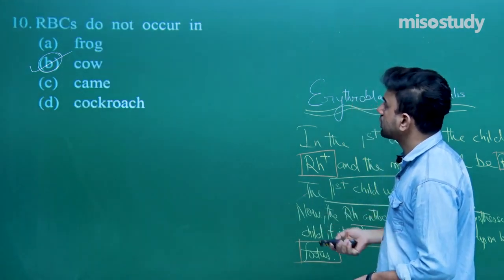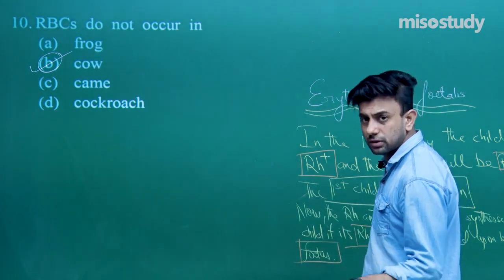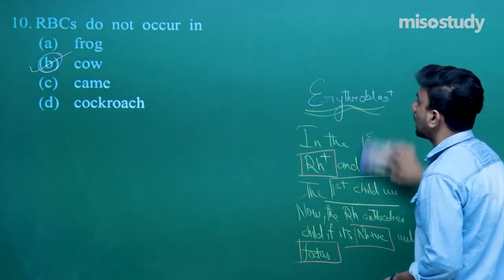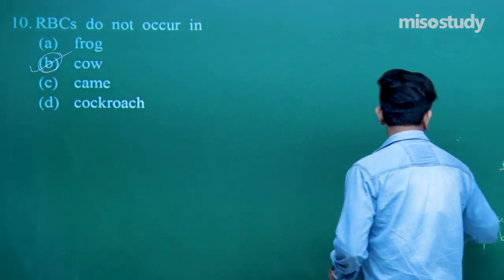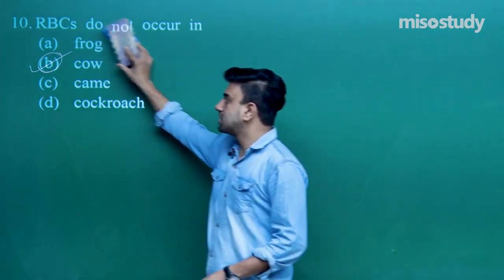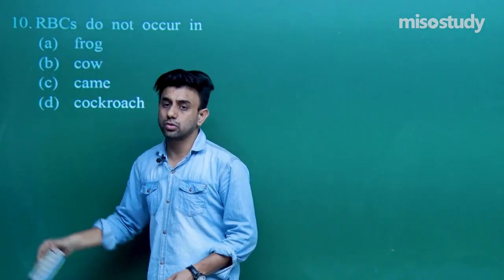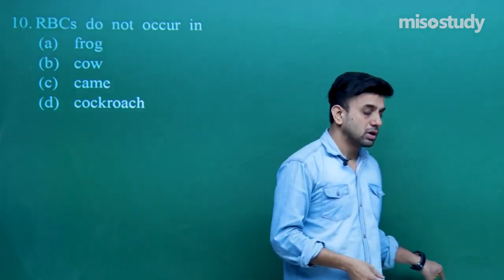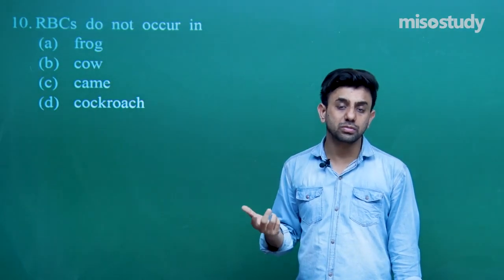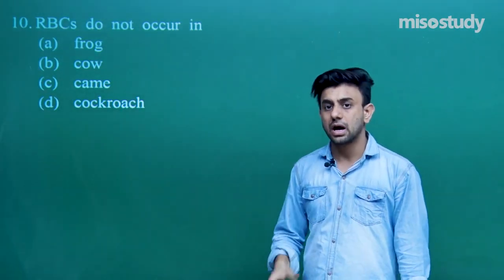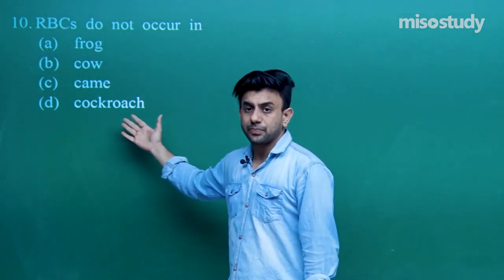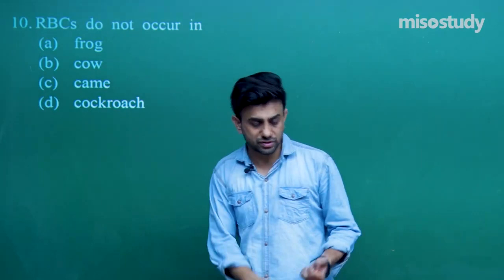So now we move on to the next question. The RBCs do not occur in which: frog, cow, camel, or cockroach? So what are RBCs? Why are there RBCs in us? They are the transporters of oxygen, right. Blood is basically a transporting medium for nutrients and gases, and RBCs transport oxygen in combination with hemoglobin. But cockroaches have hemolymph for the transport of nutrients, right.